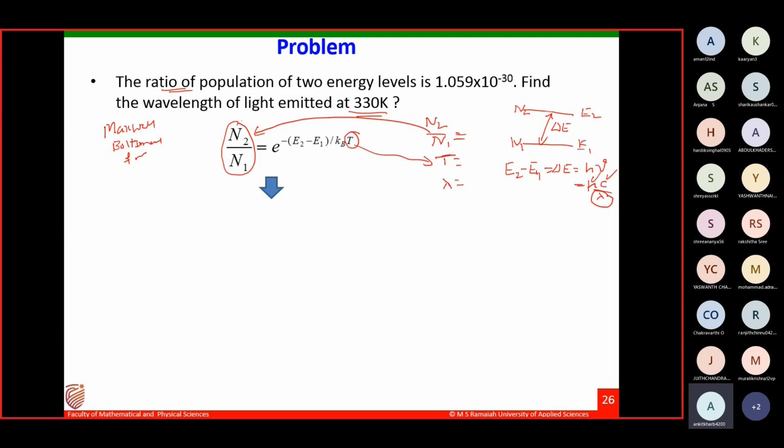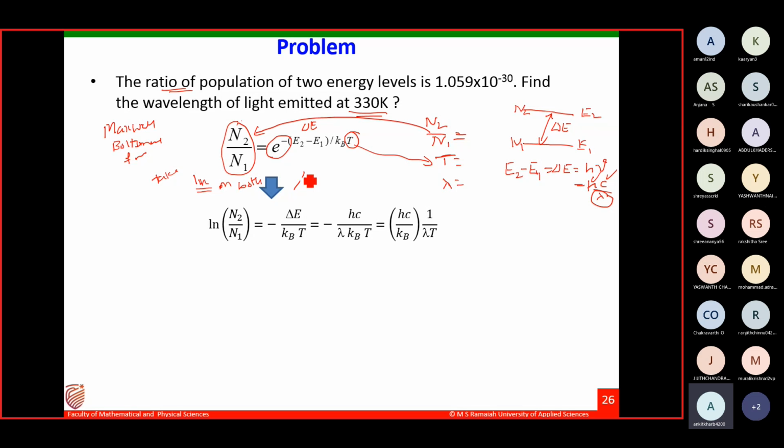Therefore, we write this expression. First, our job is to eliminate the exponential term in the formula. What we do is take the natural log, that is ln, log to base e, of the formula. Then ln of n2 by n1 equals minus delta E by kBT. Now in place of delta E, let us write hc by lambda, as Shreya was mentioning.